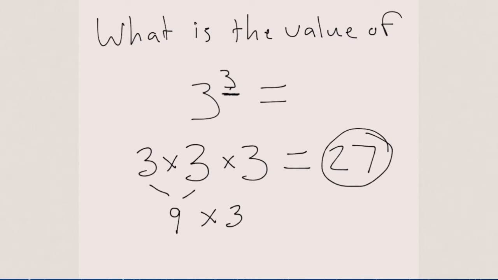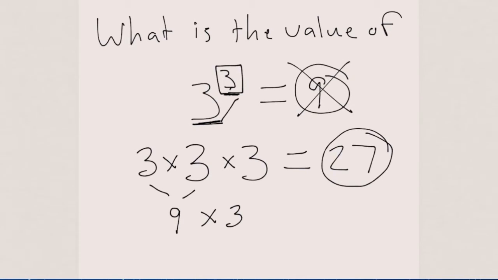Now, be careful. A common mistake that people make is to just times the base by the exponent. That is a no-no. If I did 3, the base, times the exponent, 3, I would get 9, which is not correct. 27 is the correct answer. So make sure that you check and have it in expanded form when you do your math. Do not times the base and the exponent.